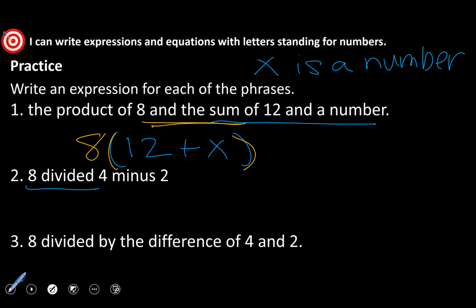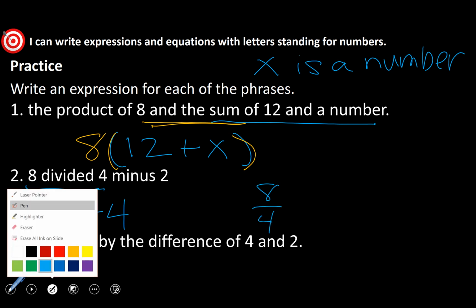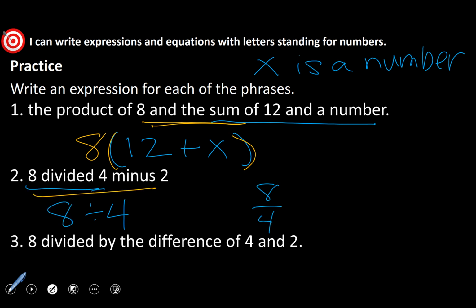And then we're going to do the minus 2. So 8 divided by 4, or 8 over 4. I'll rewrite that over here. Minus 2.